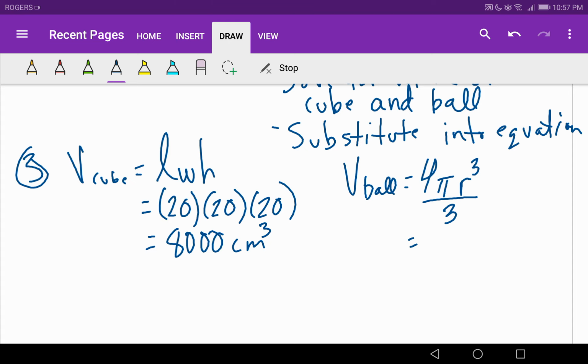Okay, well, I know that R was given to me, right? It was the radius of the ball. Remember, it was 10 centimeters. Okay, so I write that down, and that's all I need to plug in here. I already know what pi is, so let's go 4 times pi, which is 3.14, times 10 cubed divided by 3.